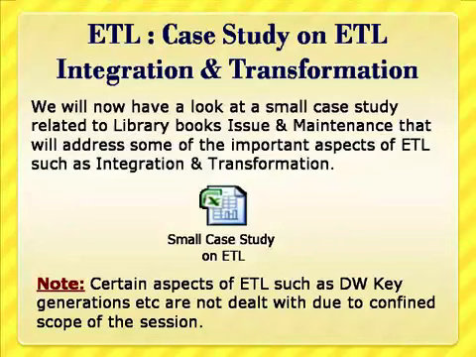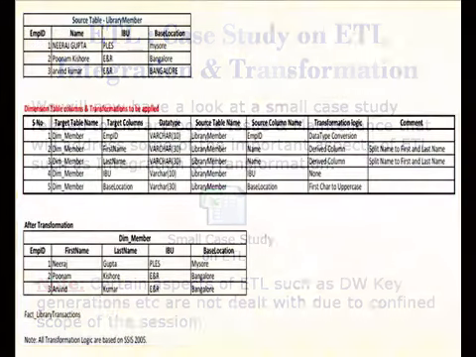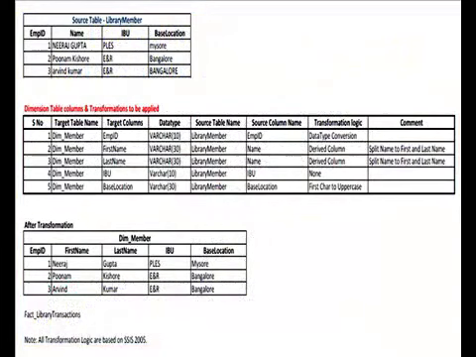Okay. So we will now have a look at the case study. We will see how ETL process is applied for the final data to be available in the data warehouse in the form of dimension and fact tables. First we will discuss a dimension table, dim_library member. In this we are able to see a source table called library member.